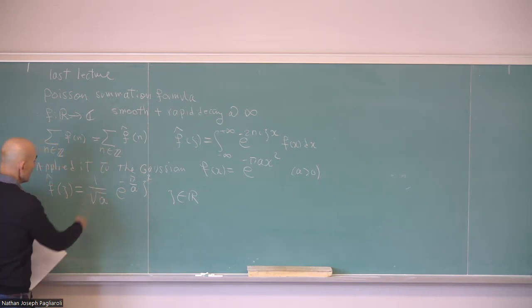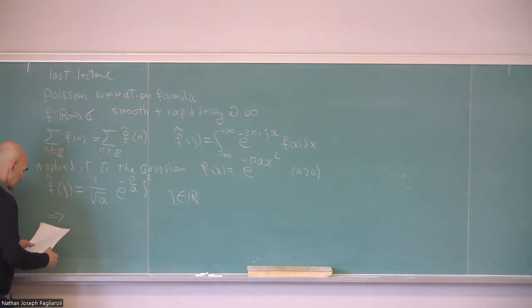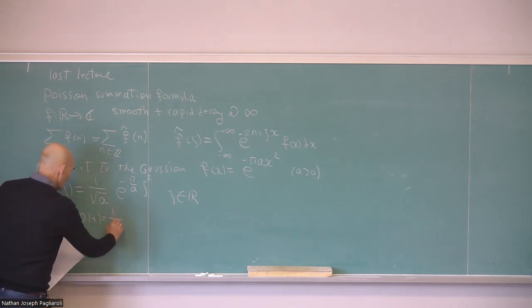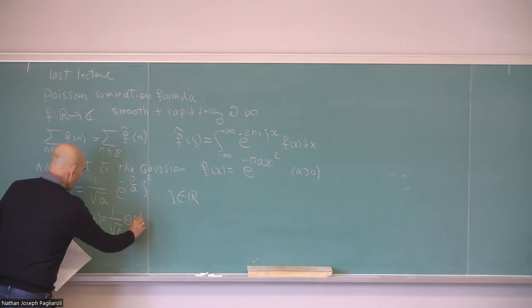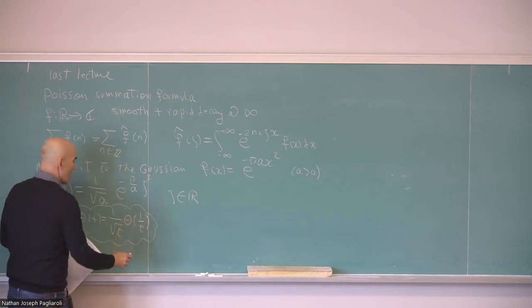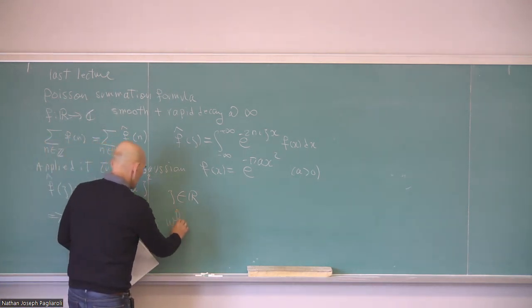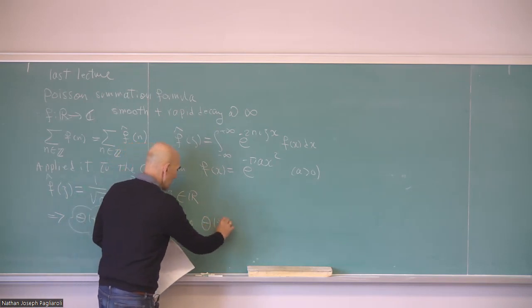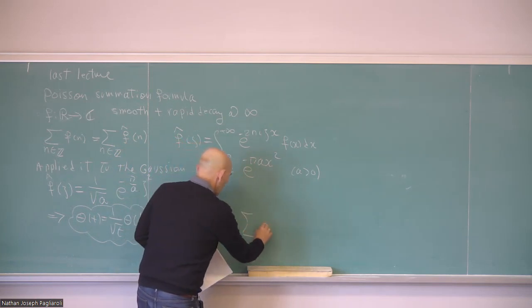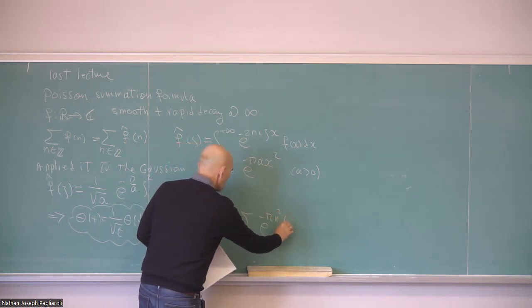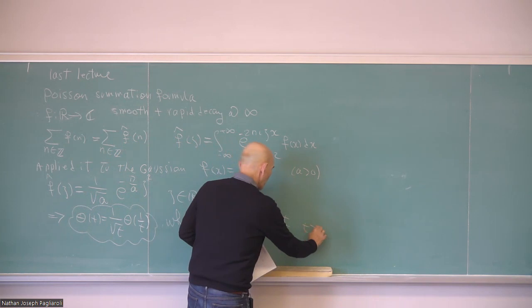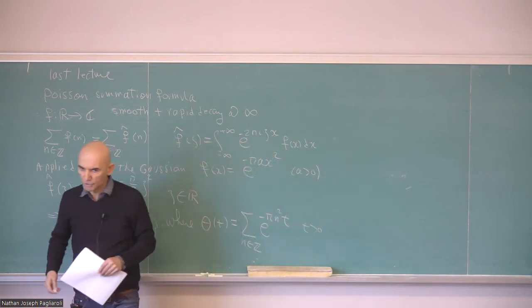So I applied it to this, and then we got that theta of t equals 1 over root t, theta of 1 over t. So this is this magic formula, where theta of t is by definition the function, the sum of e to the minus pi n squared t, n belonging to Z, and this is defined for t positive. This is, of course, Jacobi's theta function.